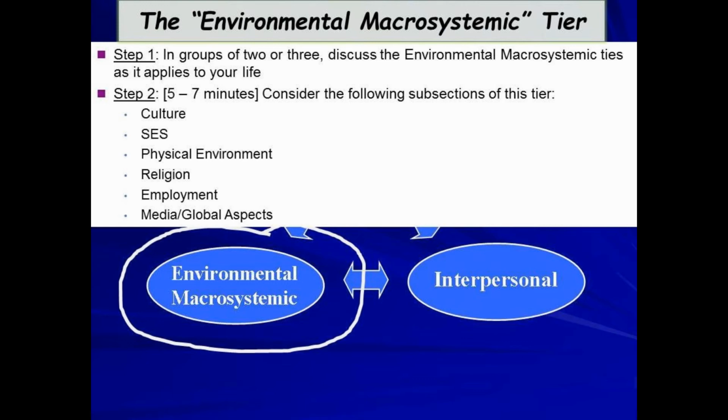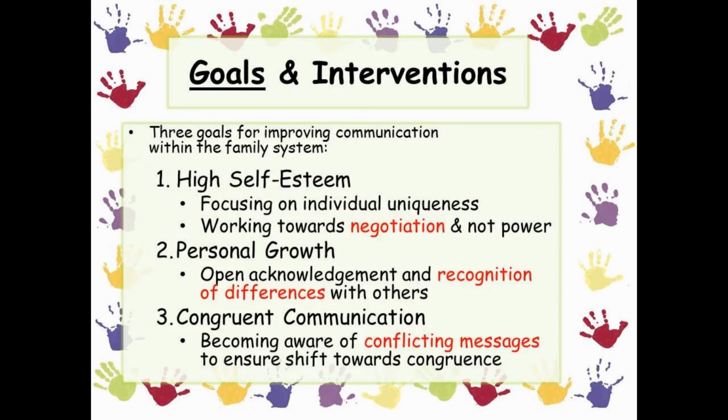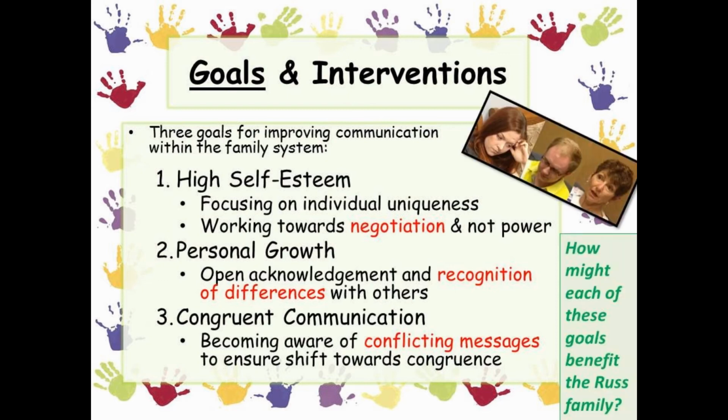Let's move on to the goals and interventions of Satir's model. There are 3 goals for improving communication within the family system, and they involve work on both an individual and collective level involving family members. Please pause the video to review these 3 goals. Also, how might achieving each of these goals benefit members of the Russ family?